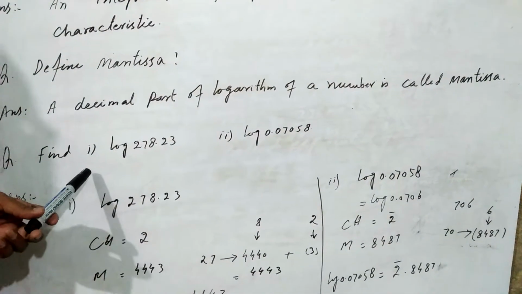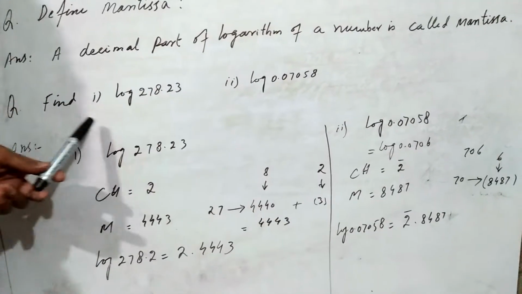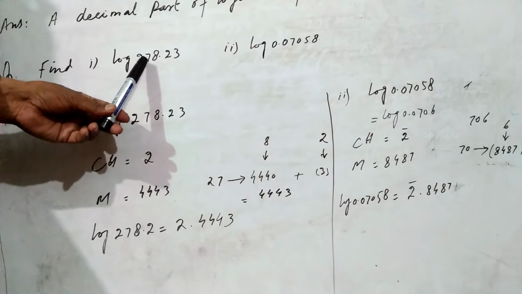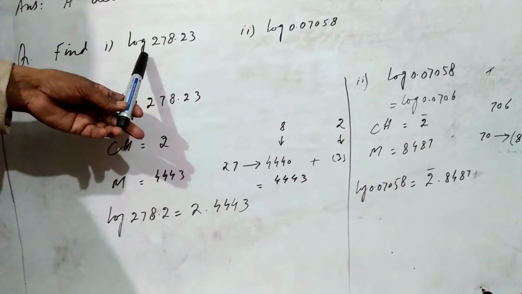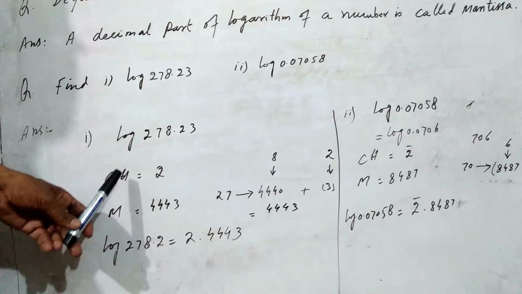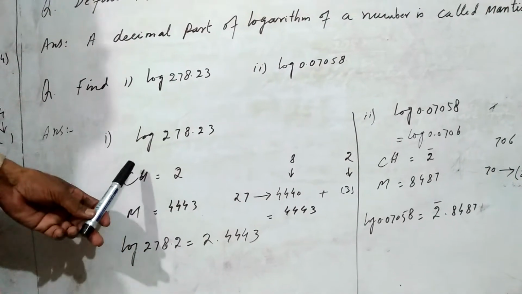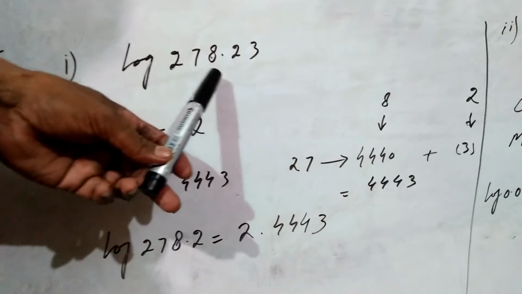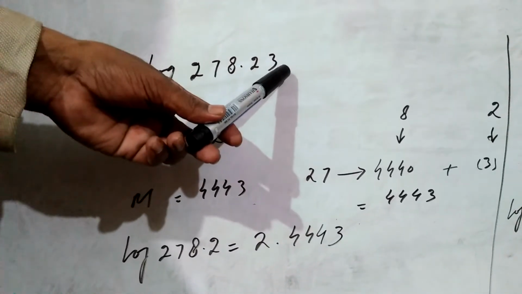Here we try to understand the characteristic and mantissa in this question. Part 1. We have to take logarithm of 278.23. As we take logarithm of this number, so logarithm will change into two parts. First part is characteristic, which is known as CH, and second part is mantissa. So in first part, log 278.23, and as its notation, scientific notation, power of 10 will be 2.